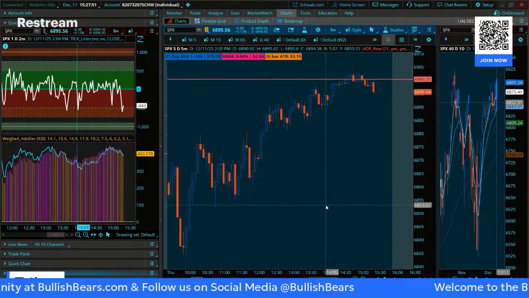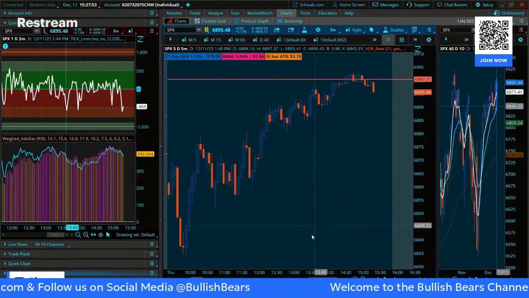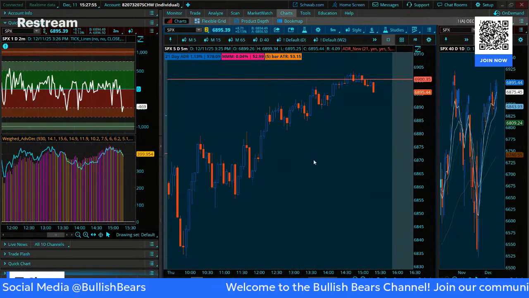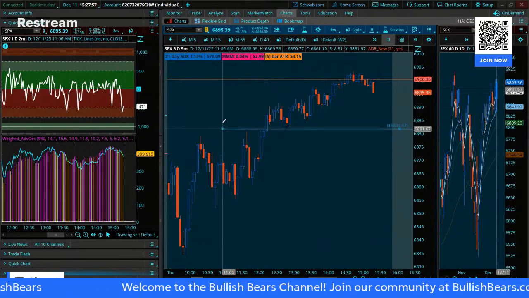It's a good start. 68.92 cog line coming into focus. If we get under 92, we run for 80.